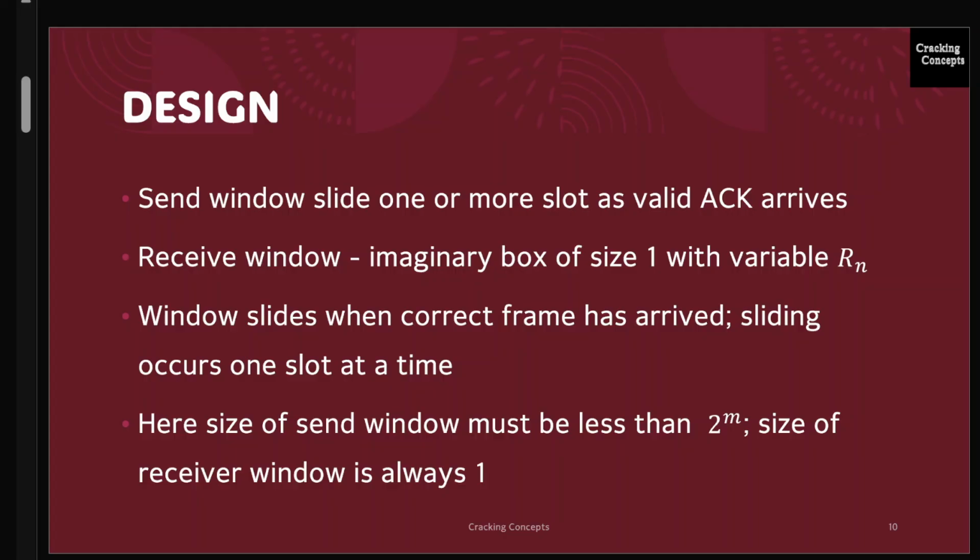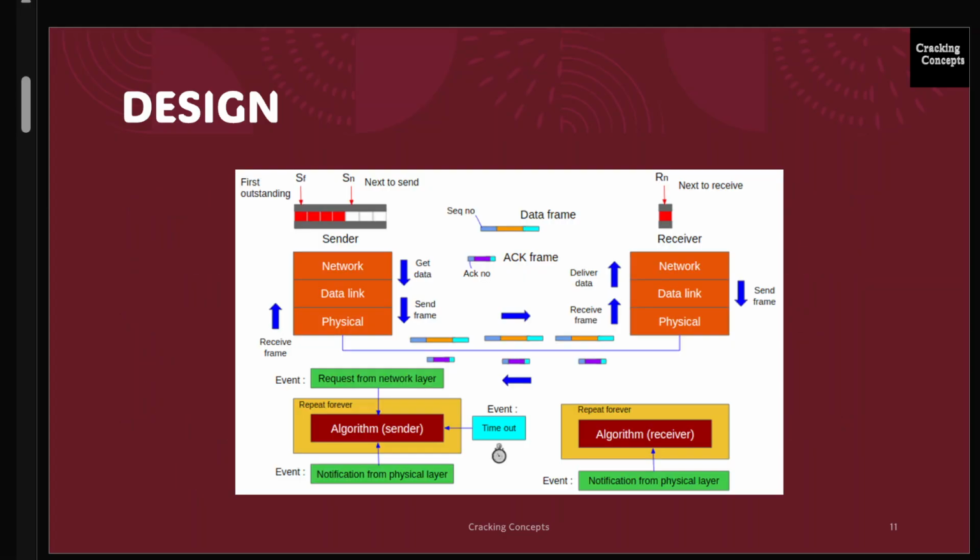The receive window is an abstract concept defining an imaginary box of size 1 with one variable, Rn. The window slides when a correct frame has arrived. Sliding occurs one slot at a time. In Go-Back-N ARQ, the size of the send window must be less than 2^m, and the size of the receiver window is always 1. This is a diagram depicting the design of Go-Back-N ARQ.